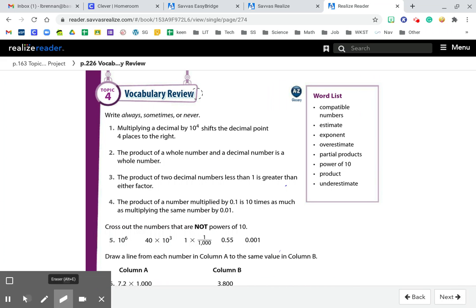Then you're going to do vocabulary review, writing always, sometimes, or never in the responses. Multiplying a decimal by 10 to the fourth shifts the decimal point 4 places to the right. And when you do 10 to the fourth, it's always going to go to the right. And number 2, the product of a whole number and a decimal point is a whole number.